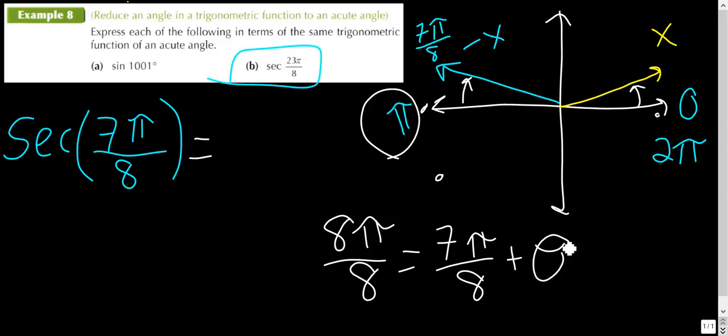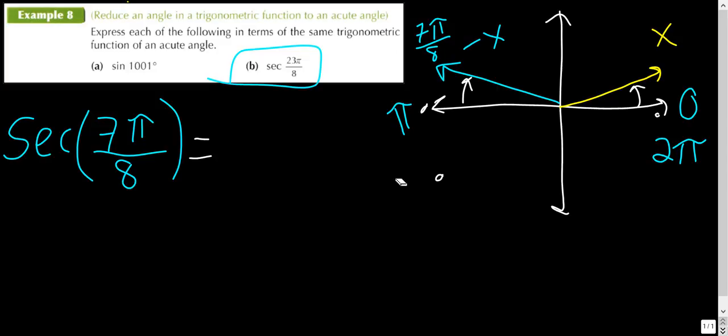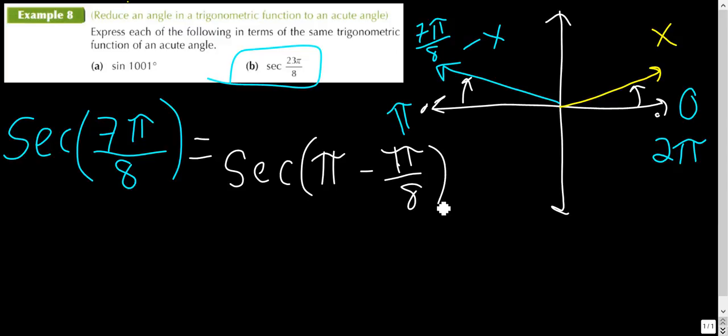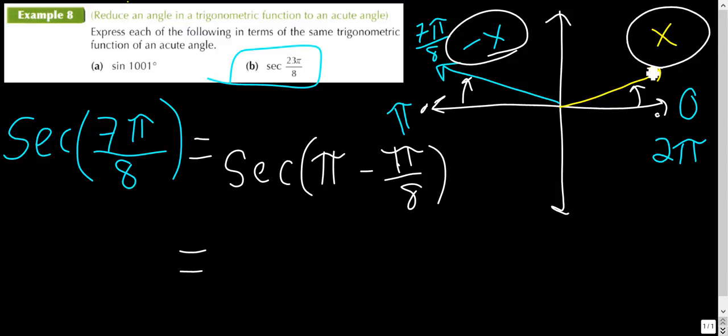So what I'm going to say here is that this is the same thing as the secant of pi minus pi over 8. So the angle that fits into the first quadrant that the secant of 7 pi over 8 relates to is pi over 8. Now I have to decide, is that positive or negative? Well, since I'm going from a negative x to a positive x, I'm getting the opposite answer. This ends up becoming the negative secant of pi over 8.